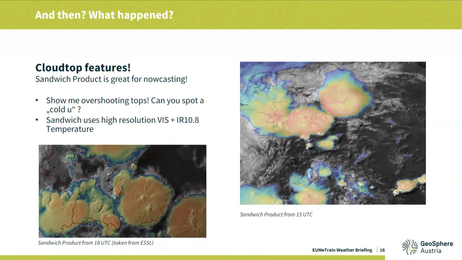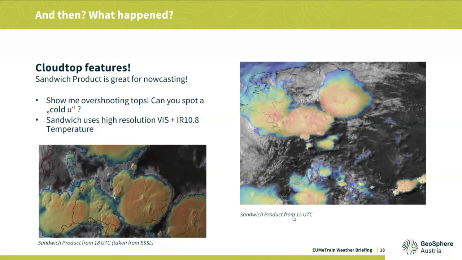And now we can have a look at the cloud top features. This is the sandwich product, which is great for nowcasting. As Lily already said, it's a combination of high resolution visible and infrared information, which makes these really cool pictures. And now I want you to show me some overshooting tops or a cold U, which are always indicators for nice convection going on, for fresh updrafts, for strong updrafts. So now you can annotate, and maybe you can show me some overshooting tops or a cold U if you see one, or a cold ring. Yeah, very nice. Perfect, perfect.